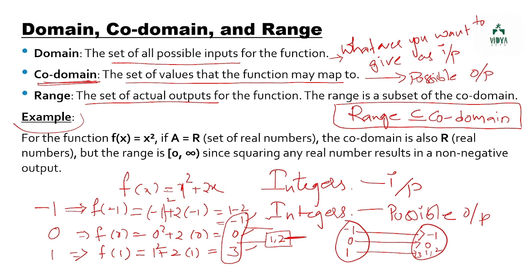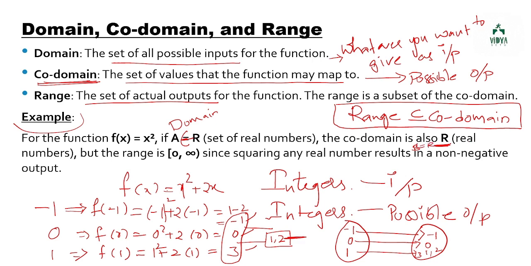Okay. Now, let's take an example. They have given the function f of x equal to x square. A equal to the set of real numbers. Maybe this set A means domain, I think. Okay. Domain, and let's say this belongs to R. The codomain also is R. They have given codomain, that is B, also as B belongs to R. Real numbers.